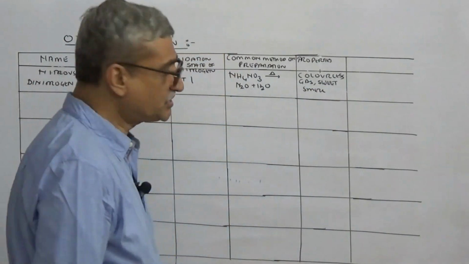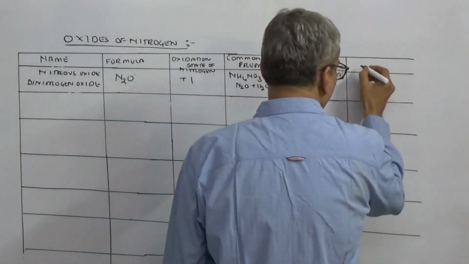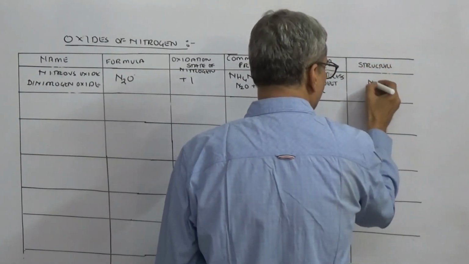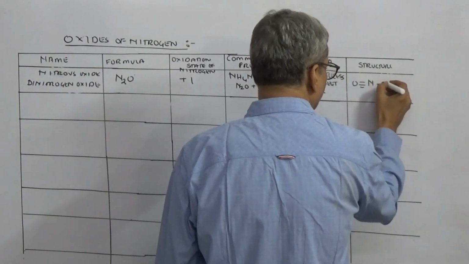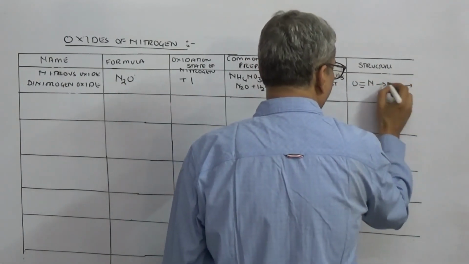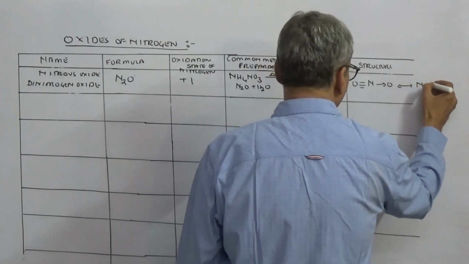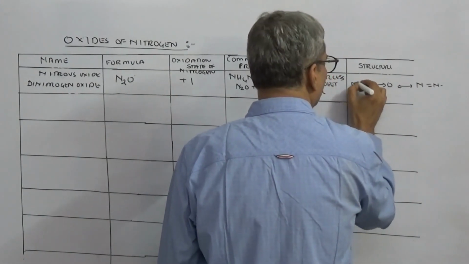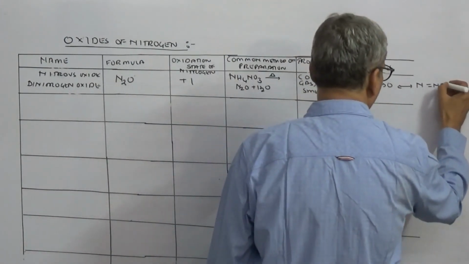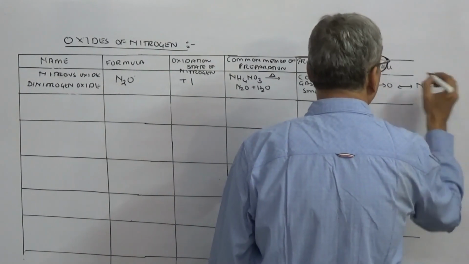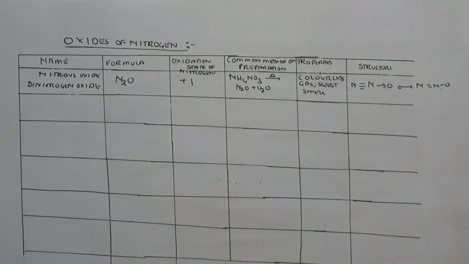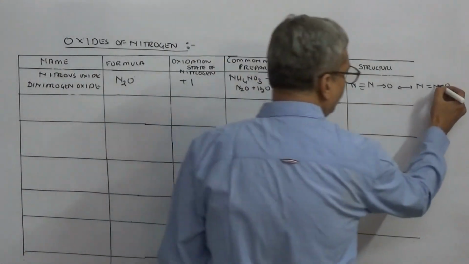So when we talk about the structure of nitrous oxide, it has N triple bond N single bond O, and the resonating hybrid is between N triple bond N, N double bond N, and N double bond N double bond O. Is this point clear?